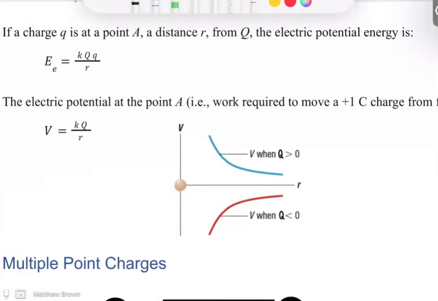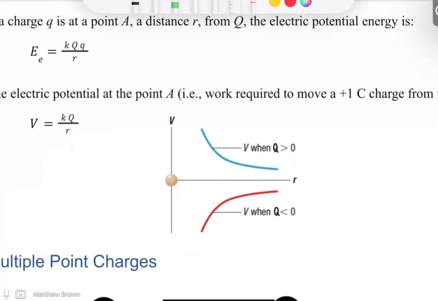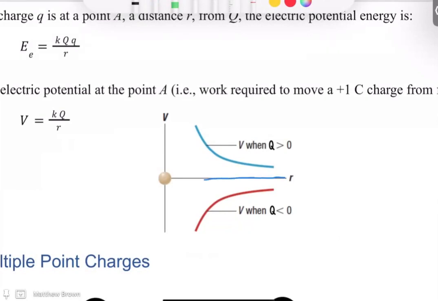If Q is greater than 0, the first part right here corresponds to big Q being positive. That means we have to do work to get a +1 charge closer and closer to it. And so you would get a graph that looks somewhat like this. As R gets smaller and smaller, which corresponds to getting closer and closer to it, the potential difference would increase and increase.